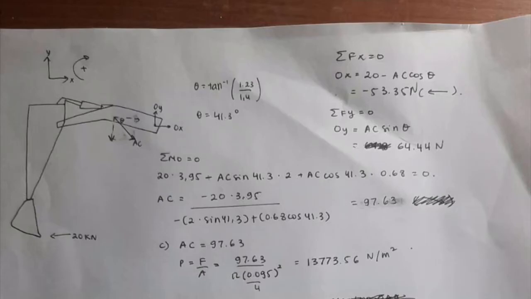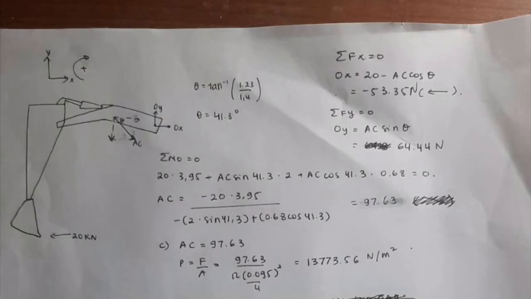So it will be right here, and then the pressure P will be 13,773.56. Then we should calculate the Ox and Oy. From sigma Fx equals 0, we will find the Ox. Ox will be the same as 20 minus AC cos theta. It will be minus 53.35, and the force will be to the left.